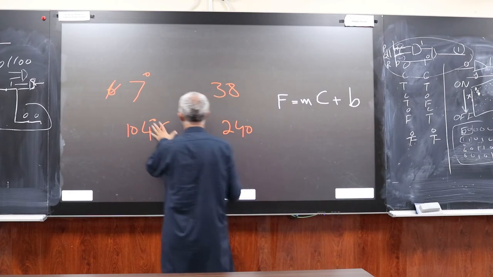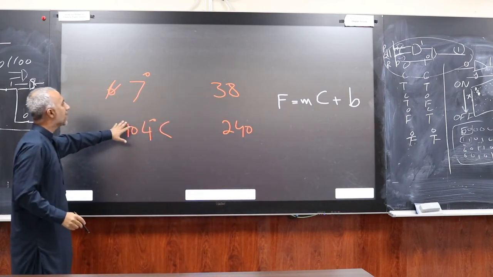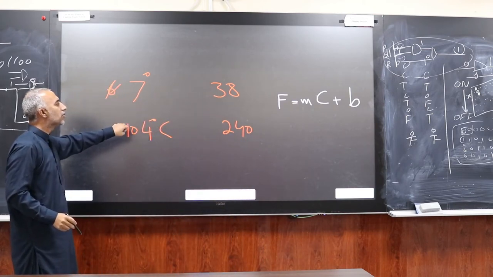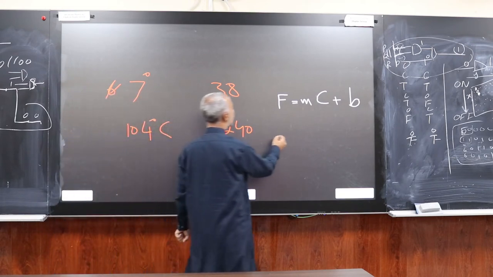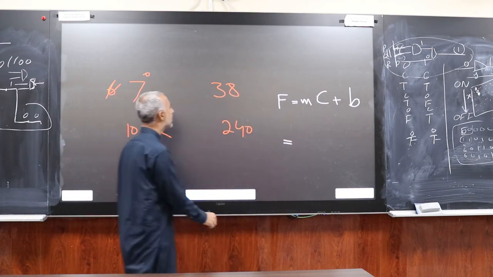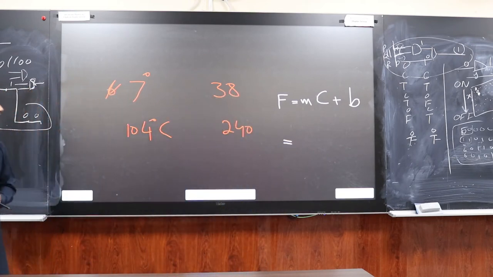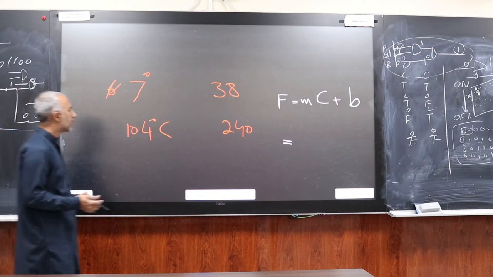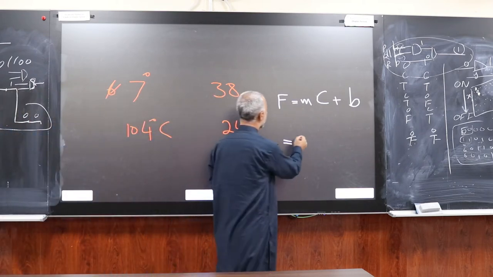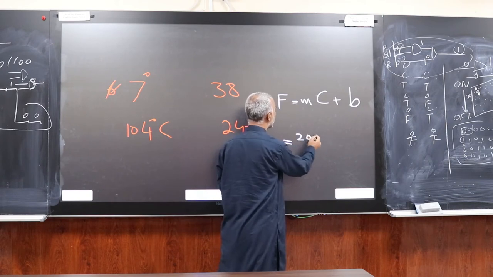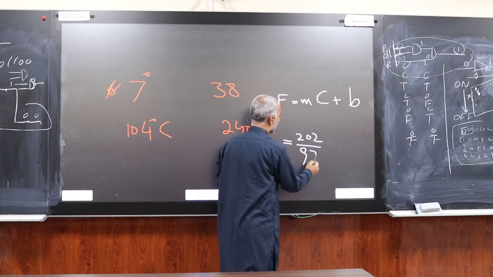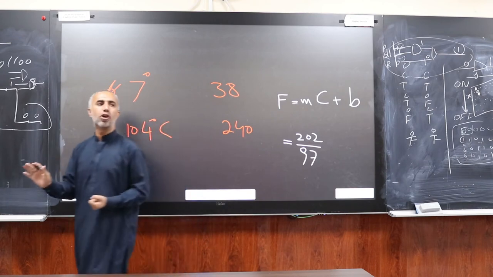First of all, there are four values. You can determine the slope easily. Slope is what? Come on, please calculate and tell me the slope. I am not going to calculate it for you. 202. Is it okay? This is the slope.